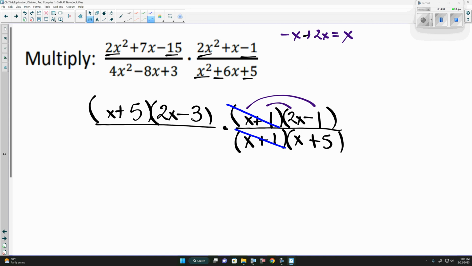Well, if the 5's positive, we now have an x plus 5 on top and bottom. So that would be nice if it works this way, but again, if we remember back to one of the homework assignments, it did work out that nothing canceled. So it is sometimes good to check to make sure. X times negative 3 is negative 3x. 5 times 2x is plus 10x, which gives us a positive 7x, which is what we want. X plus 5 will cancel with the other x plus 5.